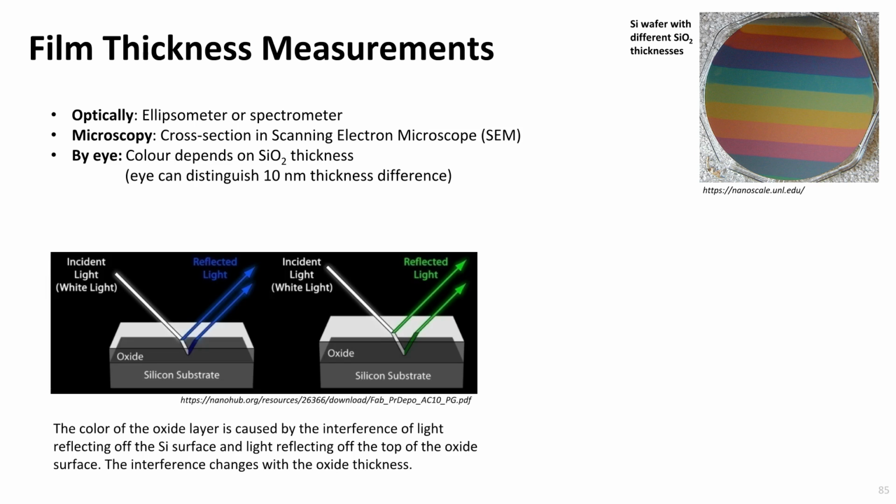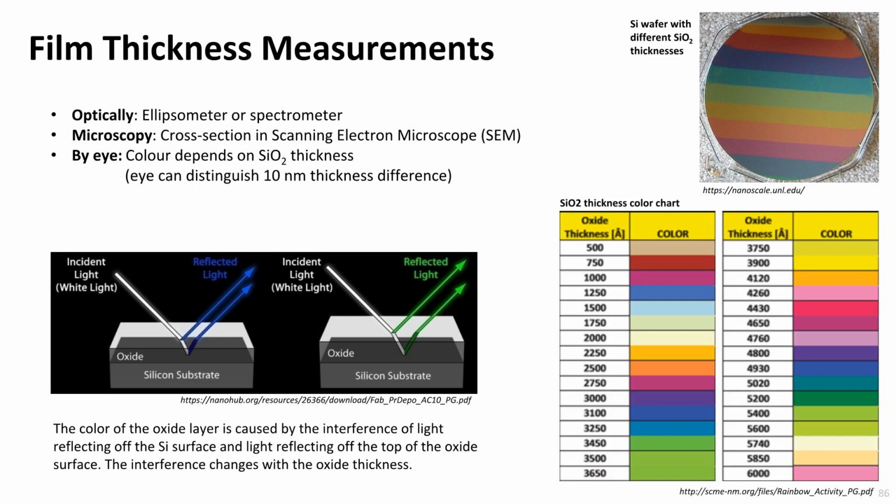On an oxidized silicon wafer, some of the incident light is reflected at the top of the silicon oxide layer and the remaining at the silicon oxide-silicon interface. The interference pattern of the reflected light results in a certain color dependent on the oxide thickness. The following chart shows the relationship between the oxide thickness and its respective color.